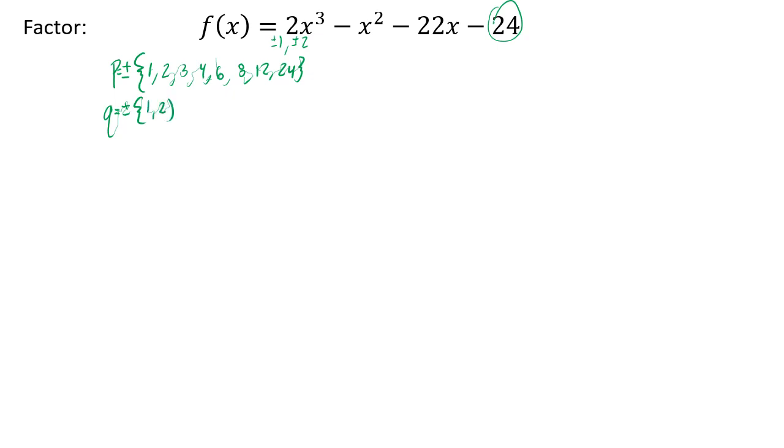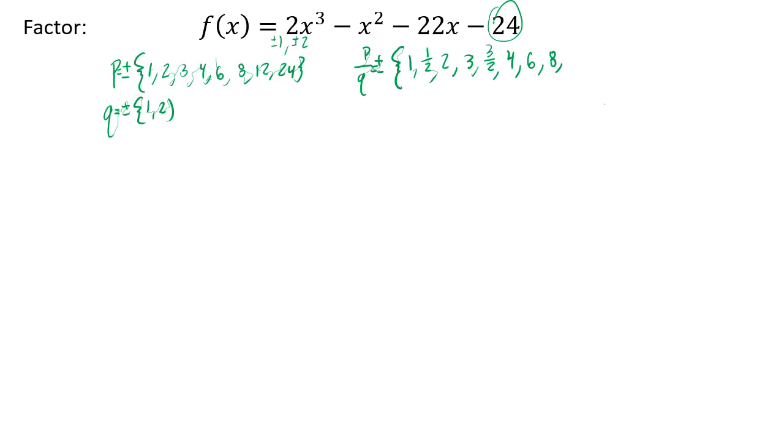So that means p over q, the list of the possible rational zeros for this polynomial f of x, are going to be 1 over 1 and 1 over 2. It's going to be 2 over 1, so 2, and 2 over 2, which is 1. I already have that. It could be 3 or 3 halves. Okay, it could be 4 or 4 over 2, which is 2, which I already have. It could be 6 divided by 1, which is 6, or 6 divided by 2, which is 3. I already have that. It could be 8 divided by 1, or 8, and 8 divided by 2, which is 4.